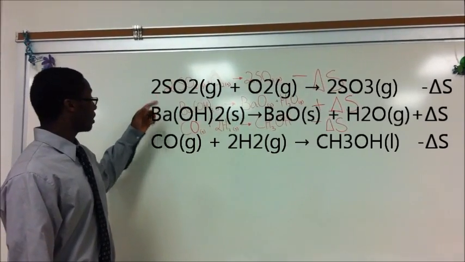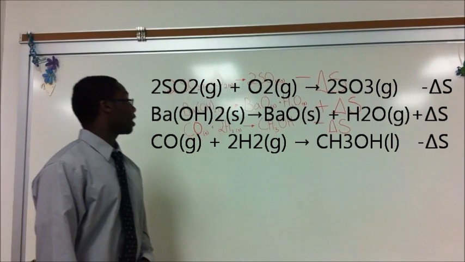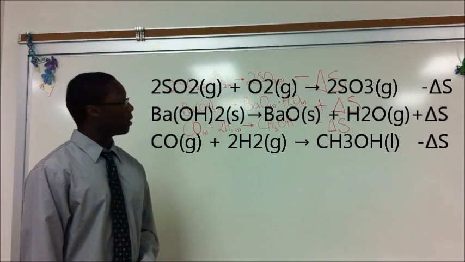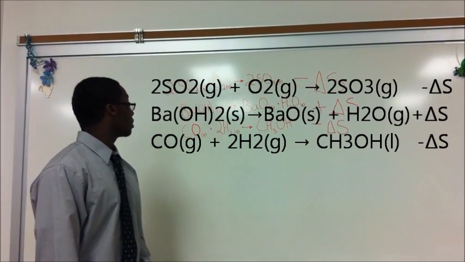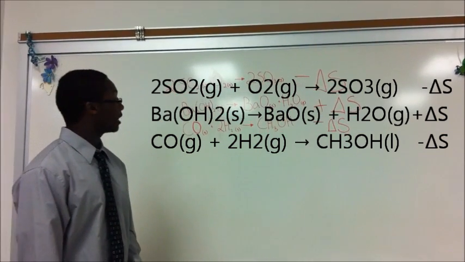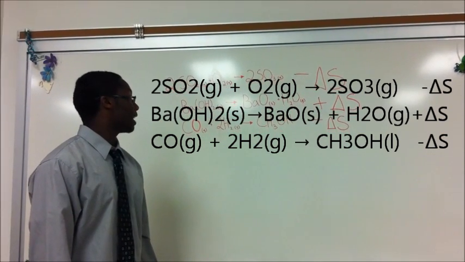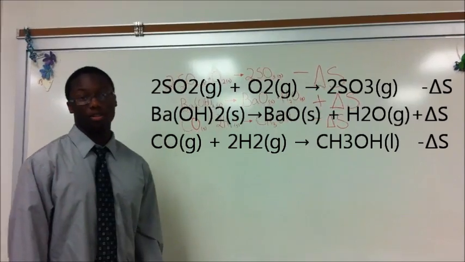We have 2 moles of sulfur dioxide, which is a gas, and 1 mole of oxygen gas. And on the product side we have 2 moles of sulfur trioxide, which is a gas. And because you have 3 moles of a gas on the reactant side and 2 moles of a gas on the product side, there'd be a decrease in entropy.